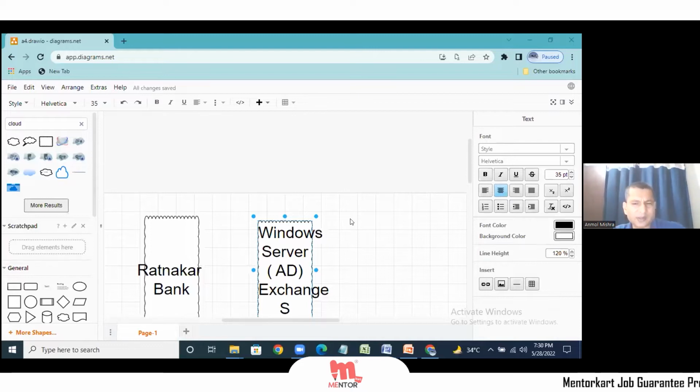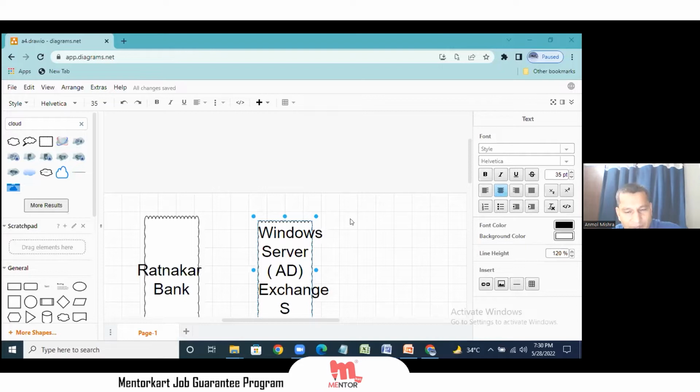For example, details of username, etc. AD is used for authentication purposes. That is the simple definition of AD. Authentication means what? For example, Tushar is an employee of Ratnakar Bank. Then we will create an account for Tushar in Ratnakar Bank AD.